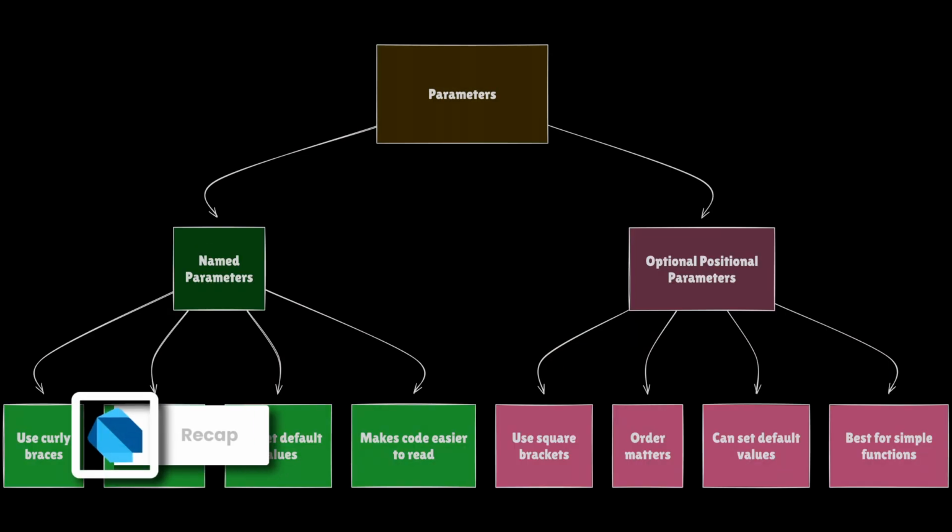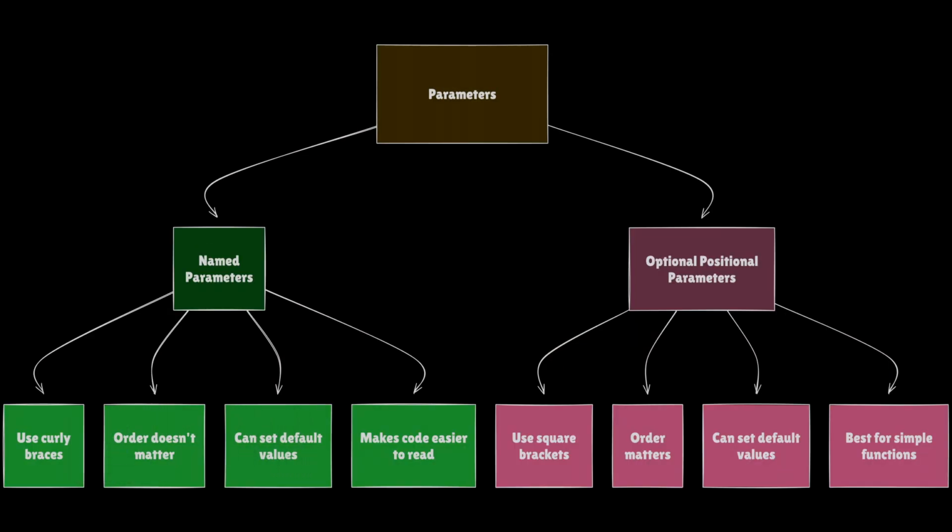So here is a quick recap. In Dart, we have two types of parameters, named parameters and optional positional parameters. For named parameters, there are 4 key points. First, use curly braces. Second, order does not matter. Third, we can set default values. And fourth, they make code easier to read.